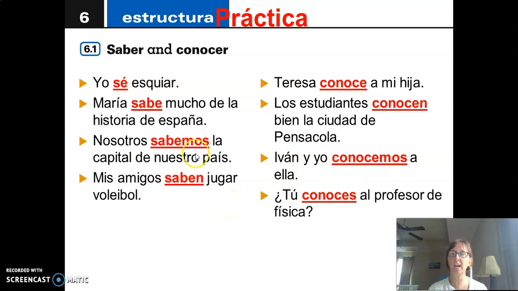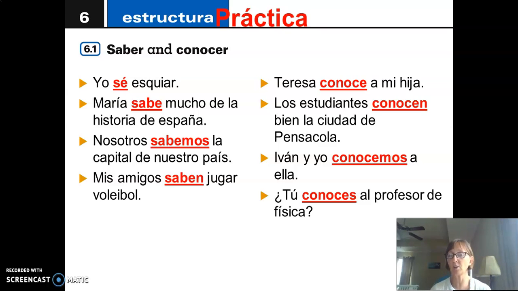So over here we say we know the capital of our country, meaning I know what the name of it is. Sabemos la capital de nuestro país. I can tell you que la capital es Washington, D.C. Versus conocemos la capital. Conocemos bien la capital would mean we know our way around. Like we are familiar with the city. We have a familiarity with that place. Different intent there.